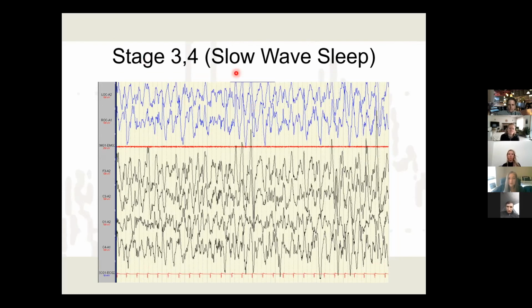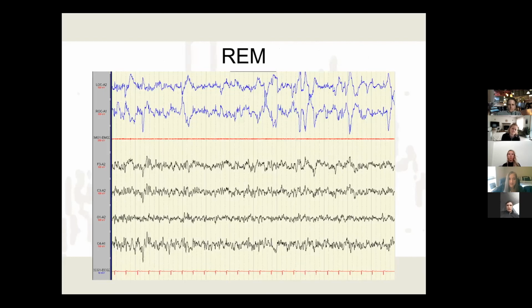Stage 3 and 4, slow wave sleep. You can really see it's low frequency, high amplitude waves. You can see it throughout all of the traces. This one's pretty easy to determine if you're sleep scoring. And then REM sleep. It goes back to theta waves.